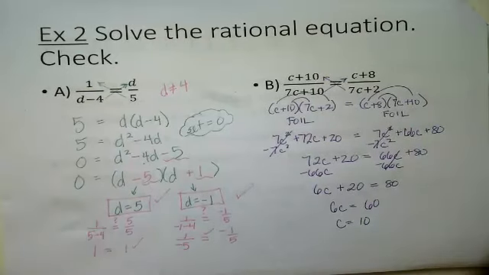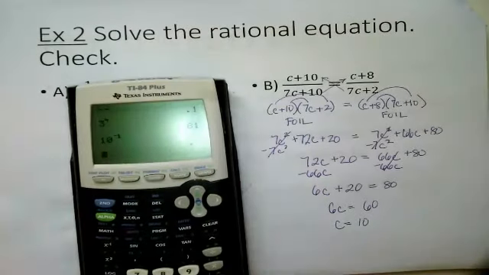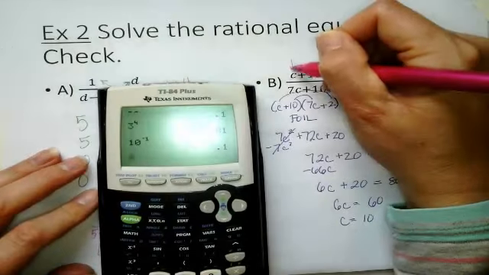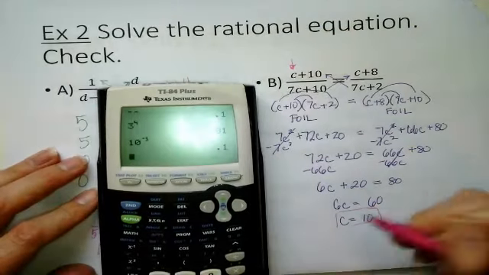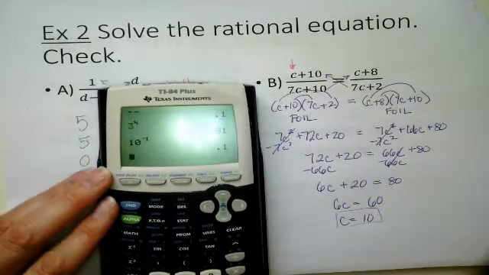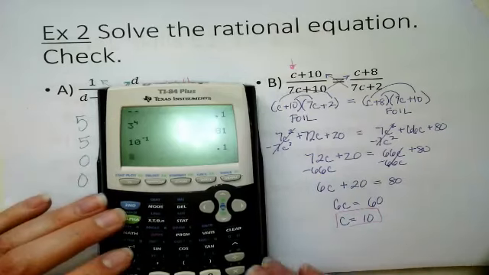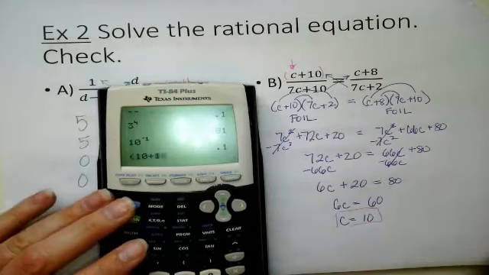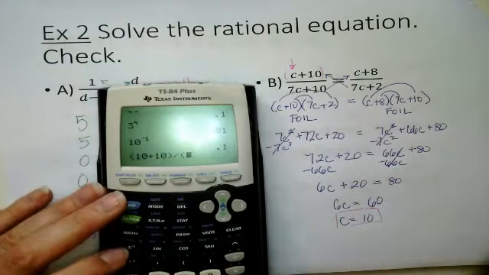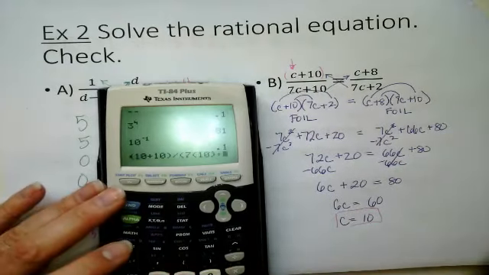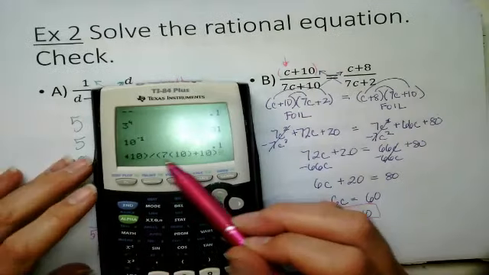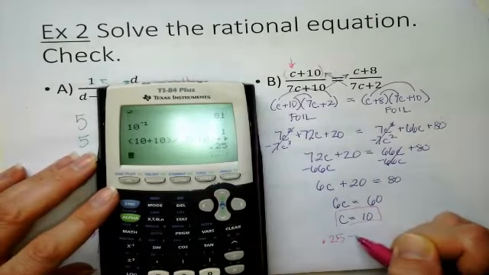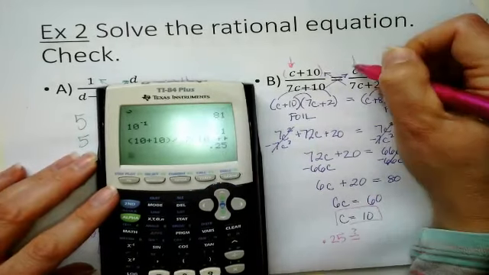And I'm going to go ahead for this one and check in my calculator. So I'm just going to drop in our c value of 10, just to make sure the left side is balanced with the right side. So in my numerator, I'm putting in parentheses, 10 plus 10 is 20. I could have done that in my head. Over 7 times 10 plus 10 in my denominator. And you'll notice I put parentheses just around that whole denominator. So I get 0.25, and we want to know, is it equal to what I plug in over here?